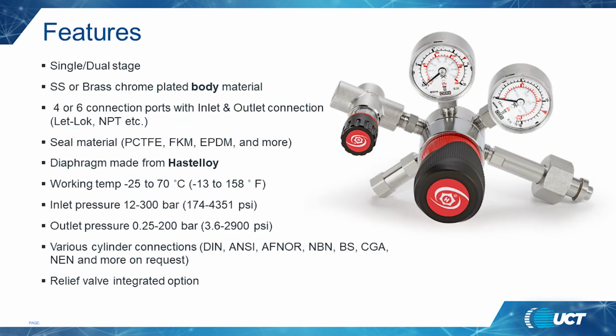We offer single and dual stage regulators, 4 or 6 connection ports with inlet and outlet Hamlet end connections, and a wide range of seal materials. The diaphragm is made from Hastelloy, with inlet pressure from 300 bar to 12 bar, and outlet pressure from 200 bar to 250 millibar. Various cylinder connections and integrated relief valves are available.